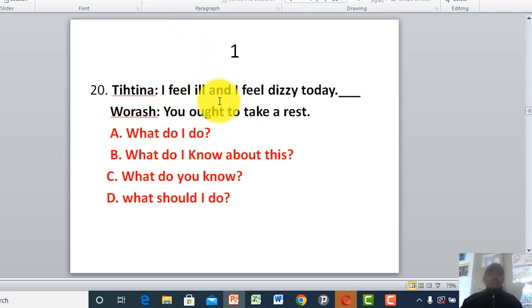Titina: I feel ill and dizzy today. There is a blank space here: you ought to take a rest. Yes, you ought to, you should take a rest, or you had better take a rest. It is a suggestion.